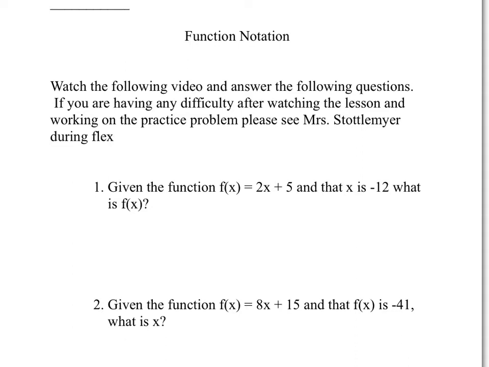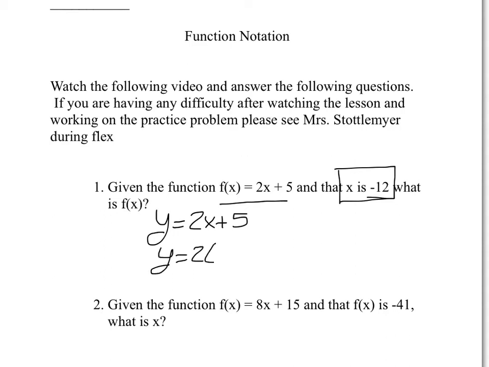The first problem says, given the function f of x equals 2x plus 5, and x is negative 12. Those are the 2 pieces of information that we need. That x is negative 12 and f of x is 2x plus 5. First thing I'm going to do is I'm going to take the problem and I'm going to rewrite it, getting that f of x out and putting a y in. Over here, this says x is negative 12. So everywhere I see x, I'm going to plug in negative 12.